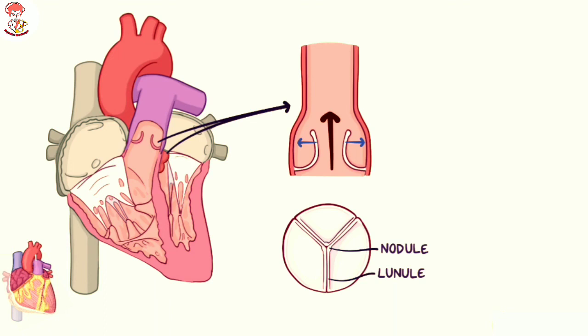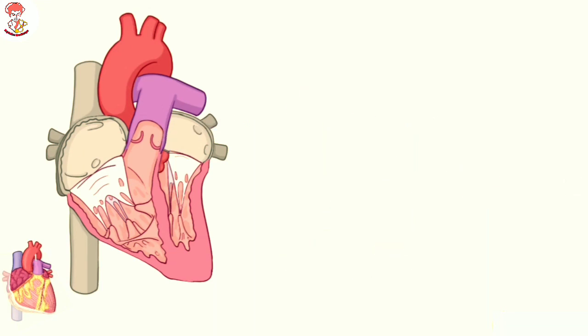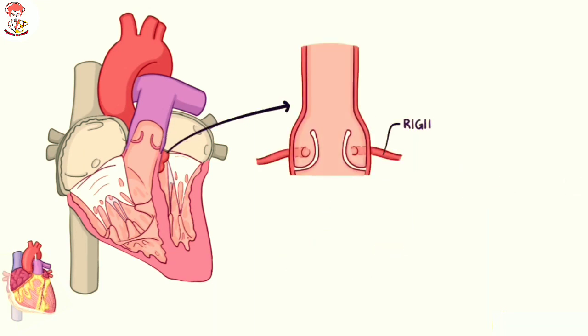Superior to each semilunar cusp, the wall of the origin of the pulmonary trunk and the aorta are a bit dilated, forming a sinus where blood gets in to prevent the cusps from sticking to the wall of the vessels when they open, and also helps them close back up. The sinus formed above the right aortic cusp is the origin of the right coronary artery, and the sinus above the left aortic cusp is the origin of the left coronary artery, both of which nourish the heart muscles.